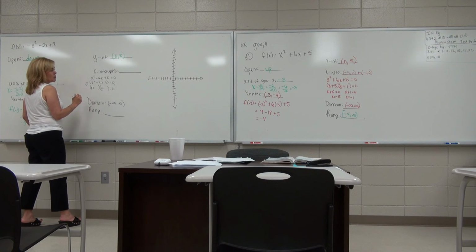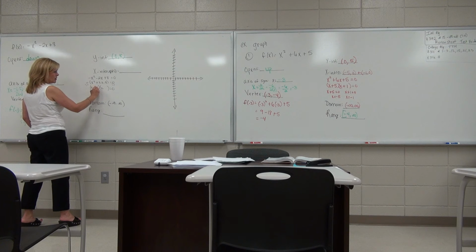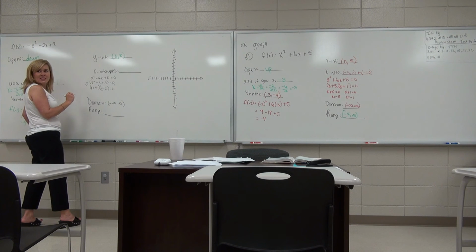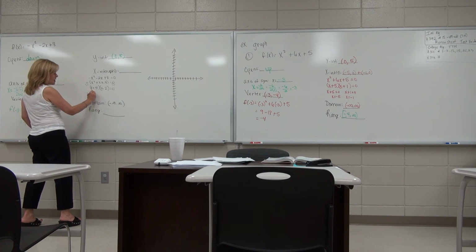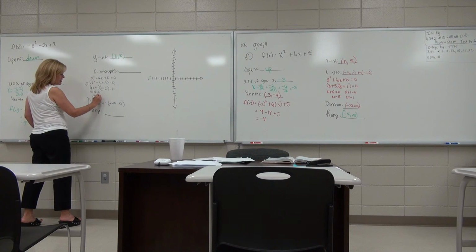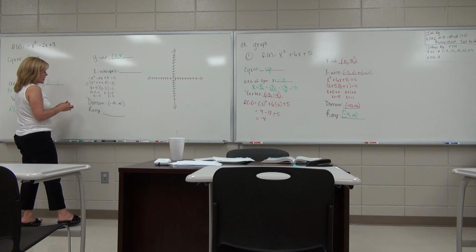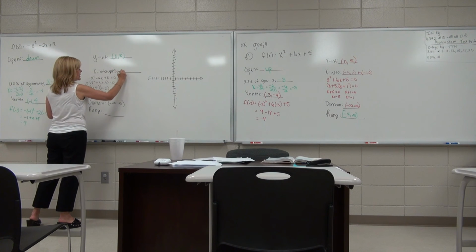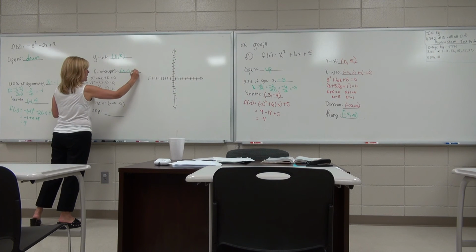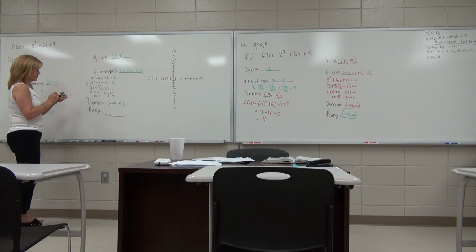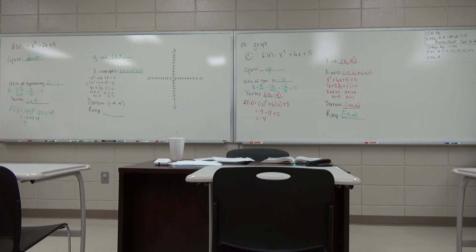What factors of 8, when you subtract, give you 2? 4 and 2. You want the 4 to be positive, the 2 negative. Well, x plus 4 equals 0 when x is negative 4. x minus 2 is 0 when x is 2. So my x-intercepts are at negative 4, 0, and 2, 0. So far, so good. Any questions on how we fill in any of the blanks?